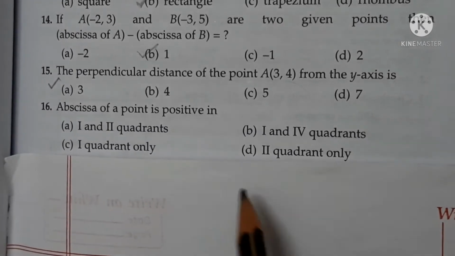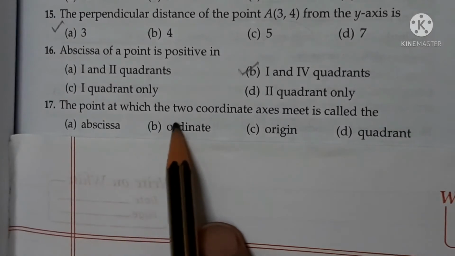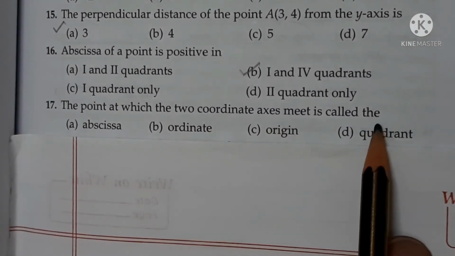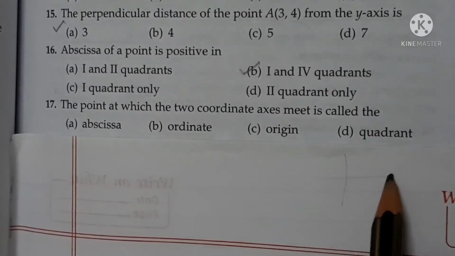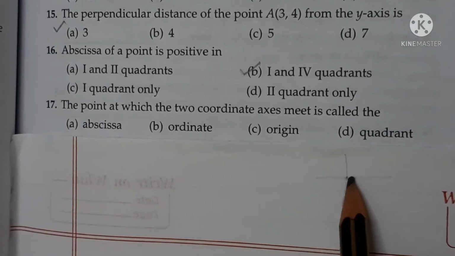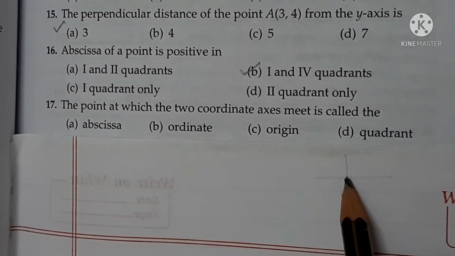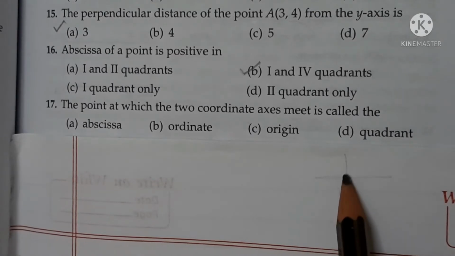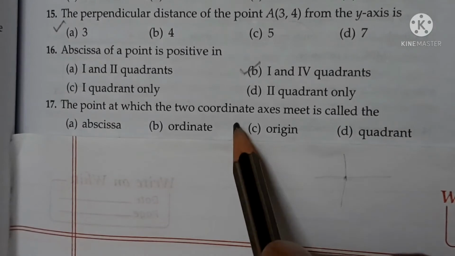Mark the option B. The point at which the two coordinate axes meet is called the origin. You know these coordinate axes meet at the point which is called origin, and the coordinates of the origin will be (0, 0). X is 0 here, no distance on x-axis and no distance on y-axis. So this is called origin. Option C is correct.